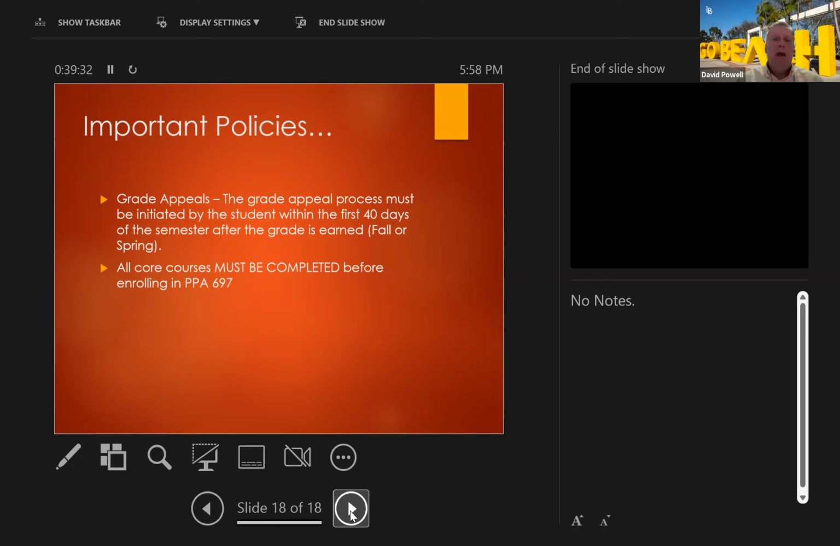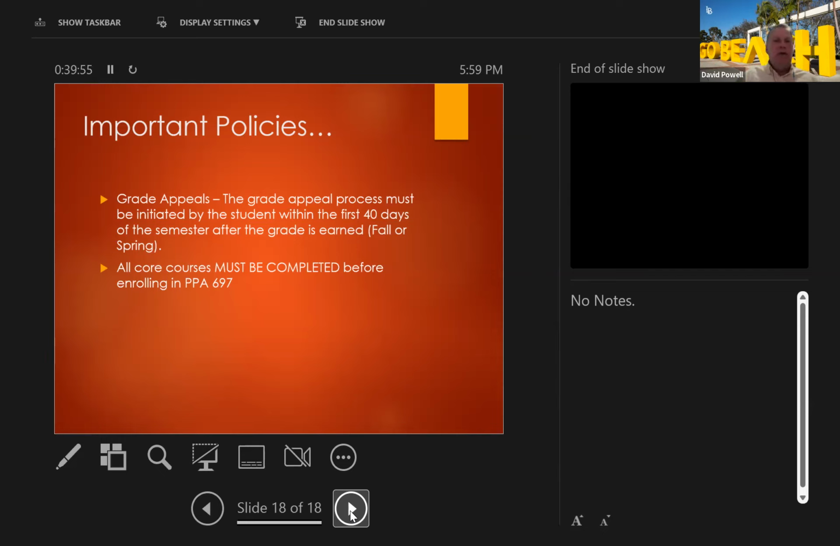And then also remember, please, as you fill out your advancement to candidacy form, all core courses must be completed before you can register for 697. So make sure when you list your semester and year on your advancement form, the semester and year for all your core courses occur before the semester and year you've listed for PPA 697.